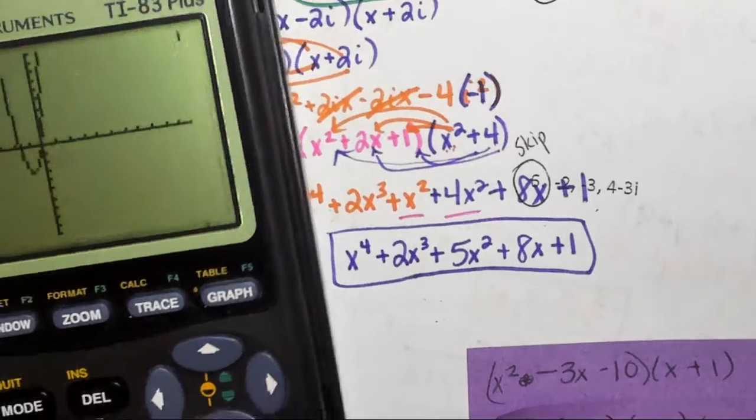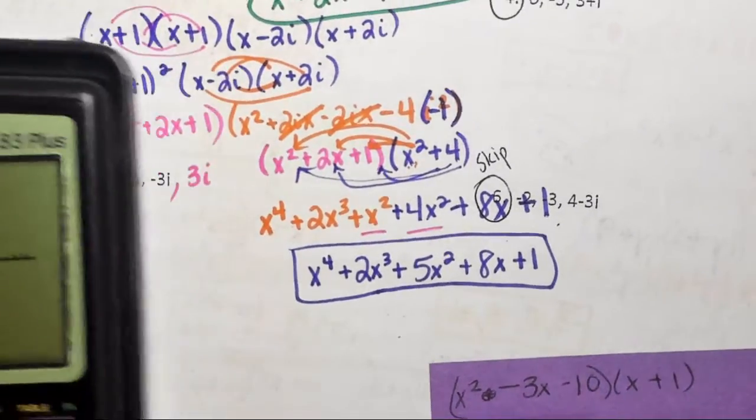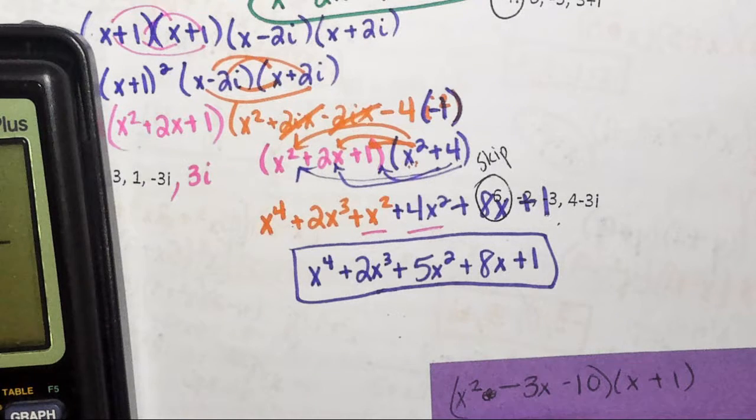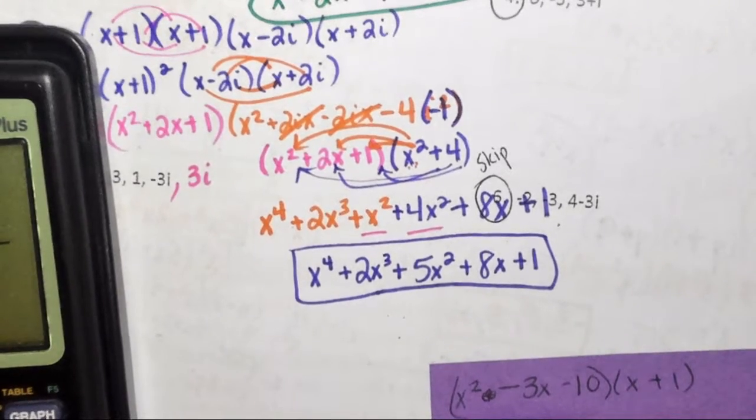Someone else have a different graph than me? What have I done wrong? Between class periods, x to the 4th plus 2x to the 3rd plus 5x squared plus 8x plus... Miss Compton did not distribute well. Can someone tell me where Miss Compton's mistake is for 3 points?